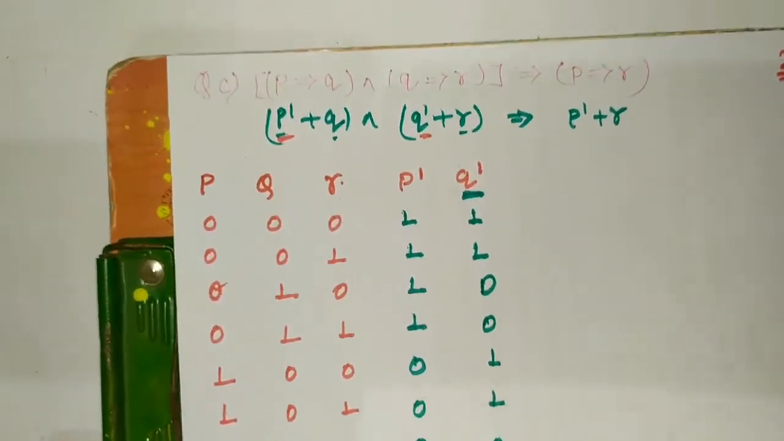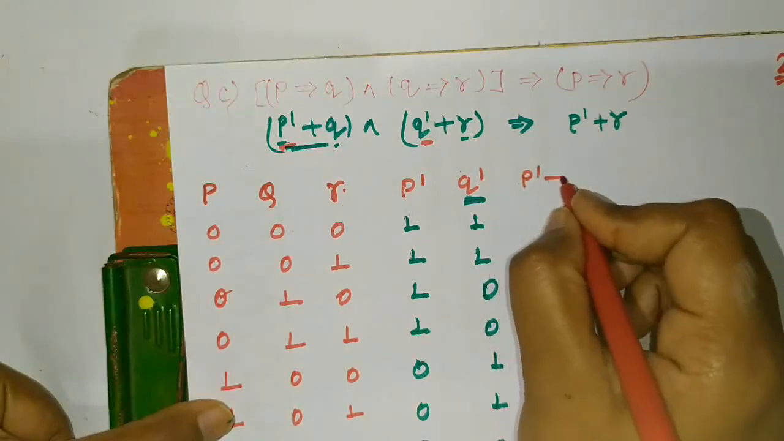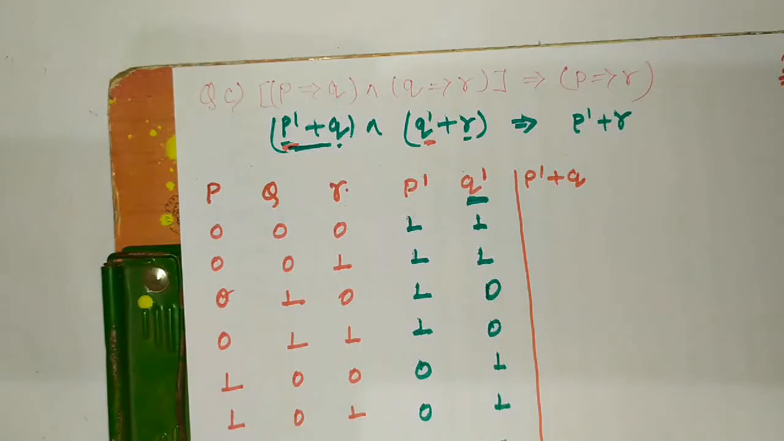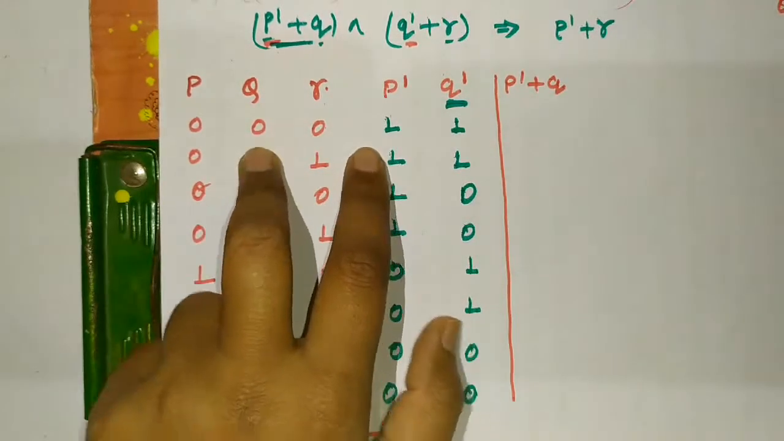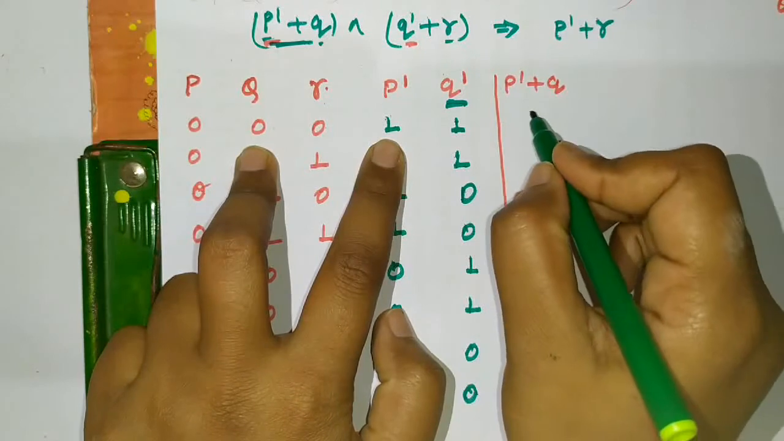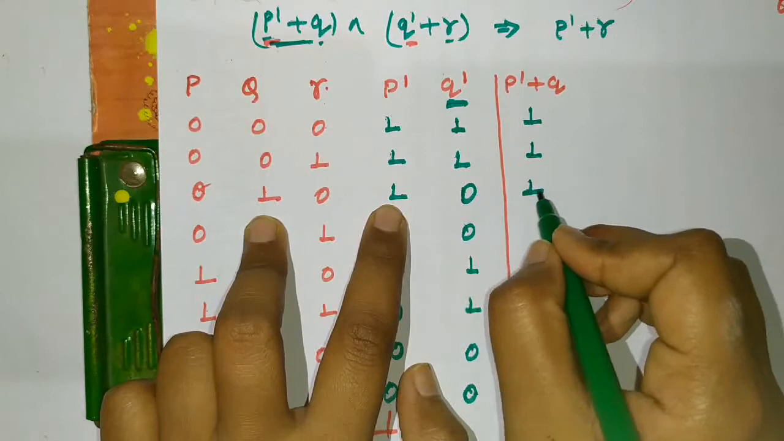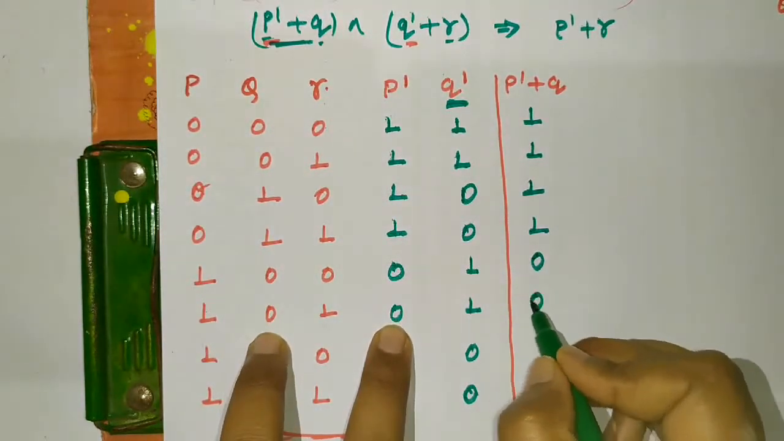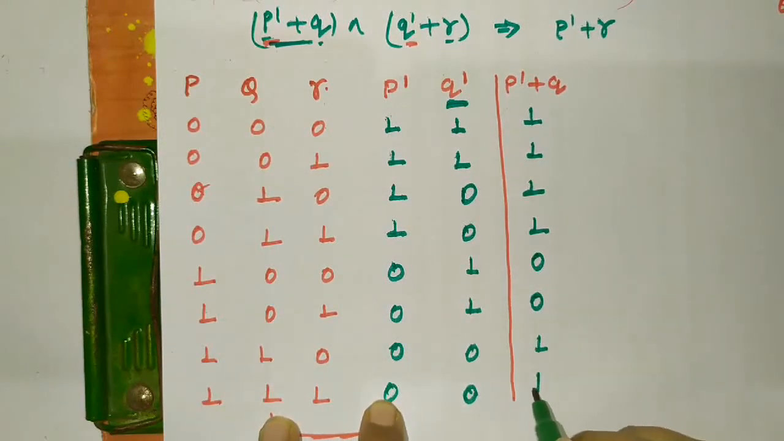Next we have to add these two numbers, that means P dash plus Q. This is the P dash and this is Q. We have to add these two numbers. 0 plus 1 is 1. 0 plus 1, again 1. 1 plus 1, again 1. 1 plus 1, again 1. 0 plus 0 is 0. 0 plus 0 is 0. 1 plus 0 is 1. 1 plus 0 is again 1.